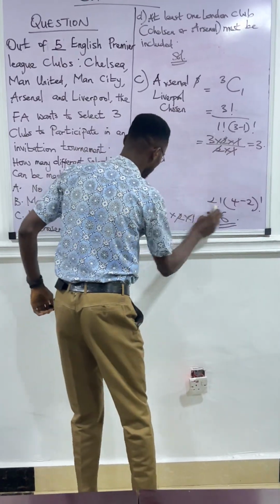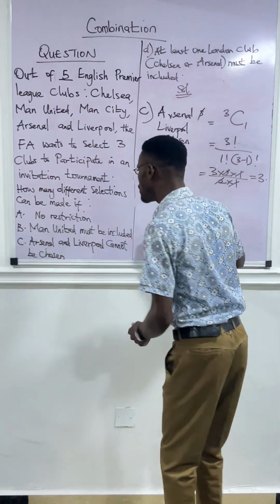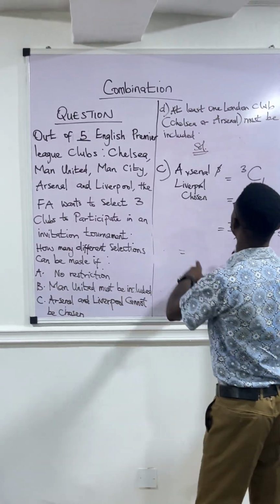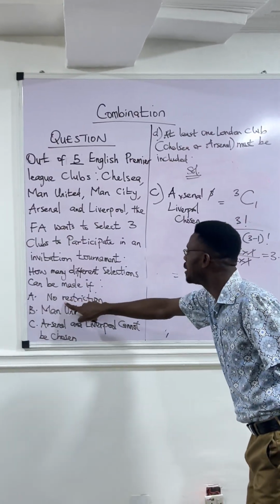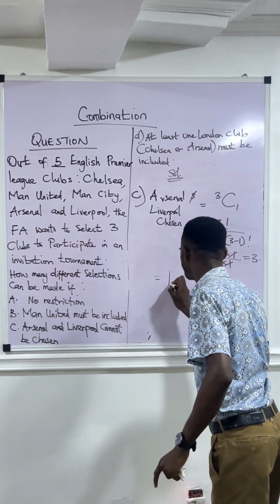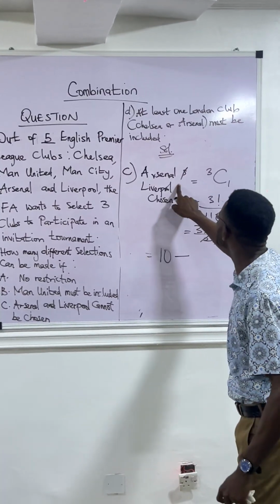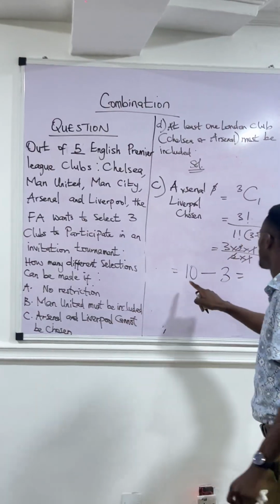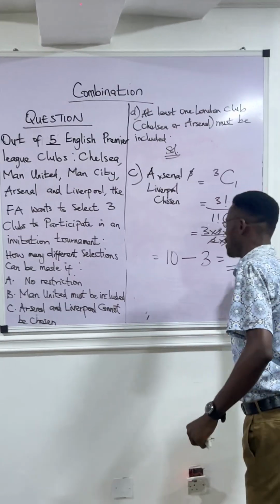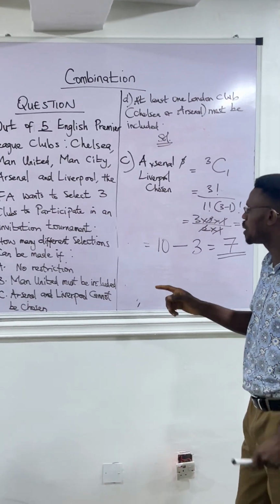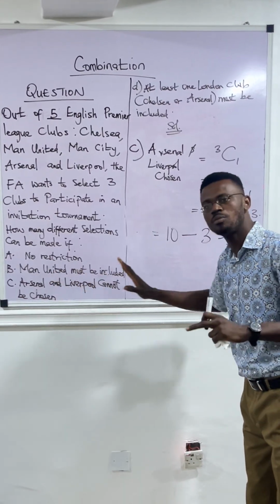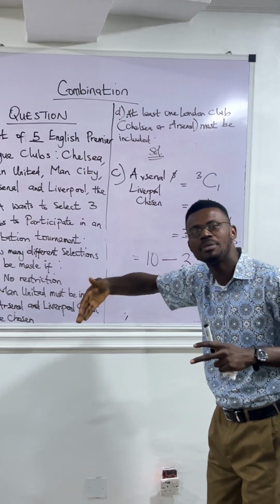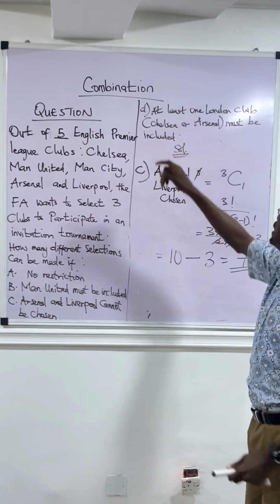Now, what is the question? The question is Arsenal and Liverpool cannot. So cannot simply means total. What is the total? Remember we saw the total before. Number 1, A, no restriction at all, which is 10 minus Arsenal and Liverpool choosing, which is 3, will give me Arsenal and Liverpool cannot be choosing. So 10 minus 3 will give me what? 7. So this is the logic for solving questions involving cannot be choosing. When you know the total, solve for can be choosing, then total minus can be choosing will give you cannot be choosing.